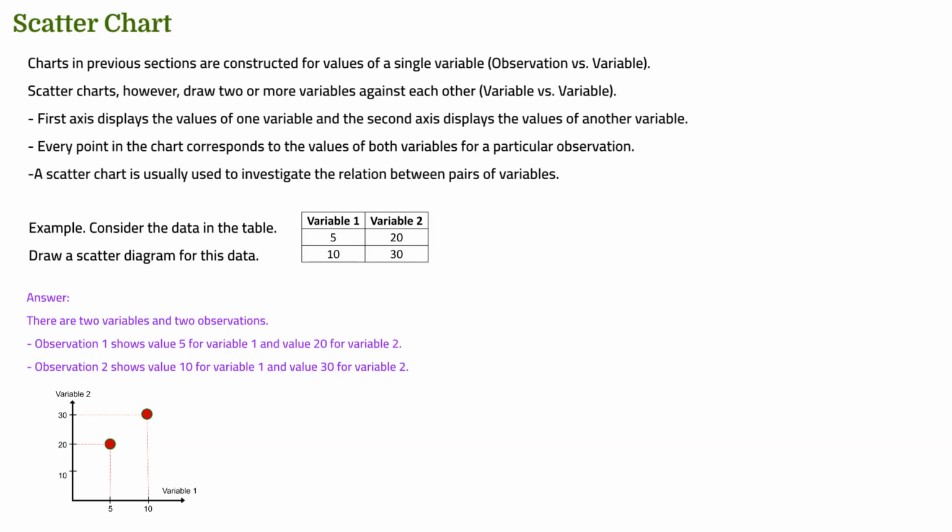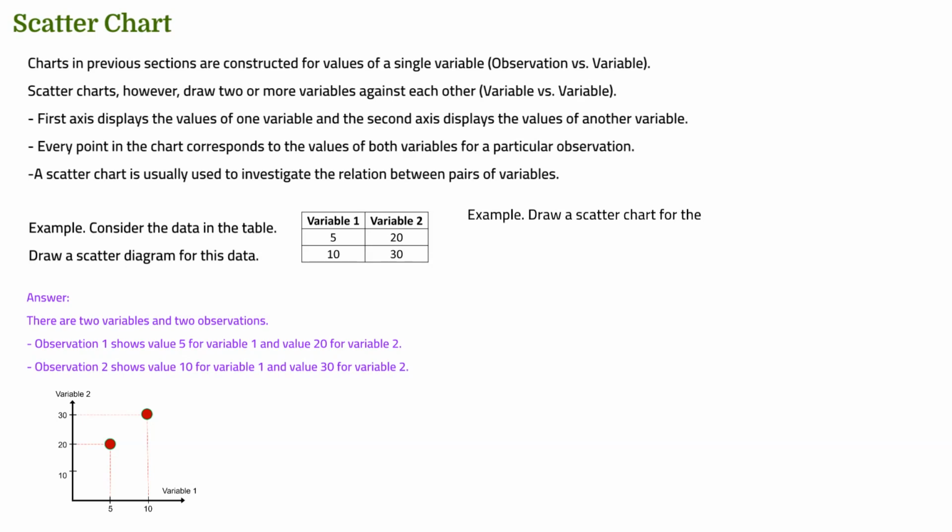And here we have the scatter diagram. First observation, variable 1 is 5, variable 2 is 20. That is the first point in the scatter diagram. And the second row is 10 and 30, and it shows in the diagram as well.